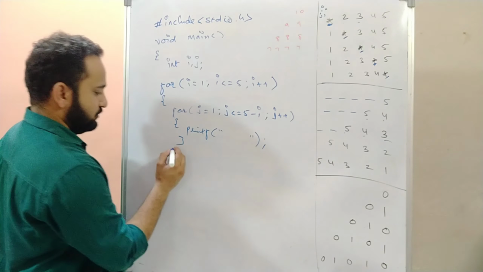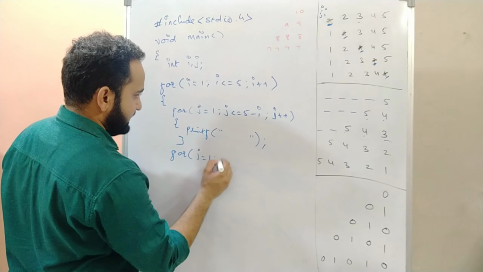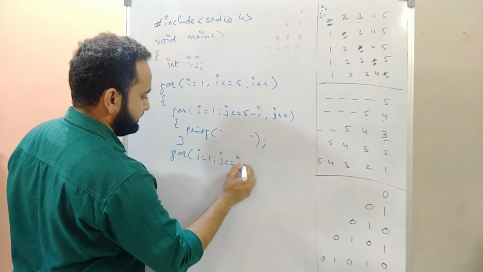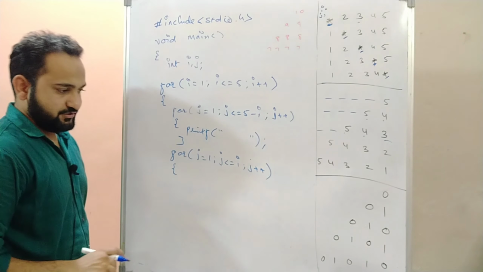Now we'll talk about the inner for loop. Inner for loop will be iterating from j equals 1, j is less than or equal to i, j plus plus for this alignment, right?